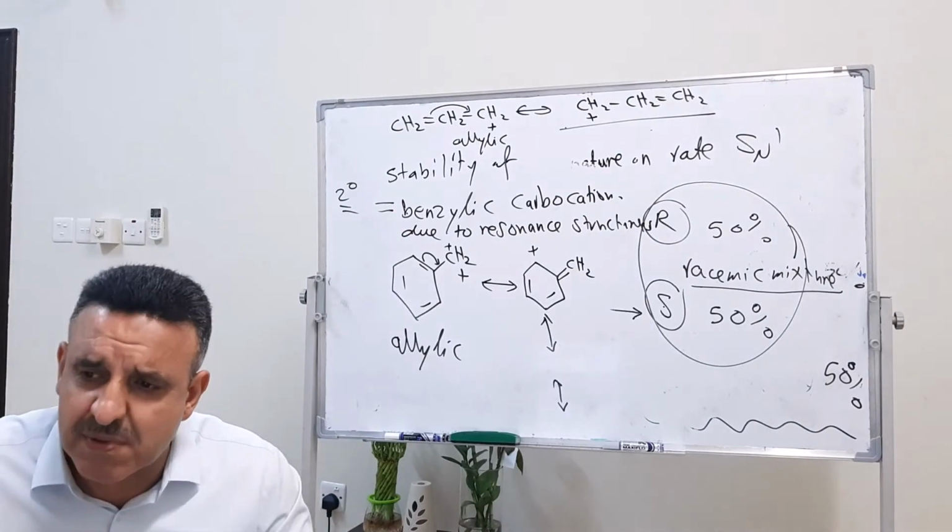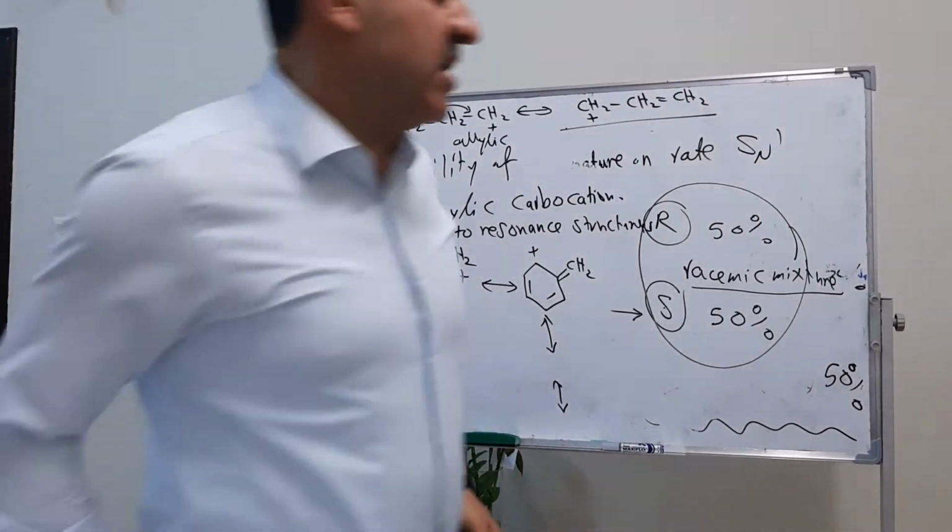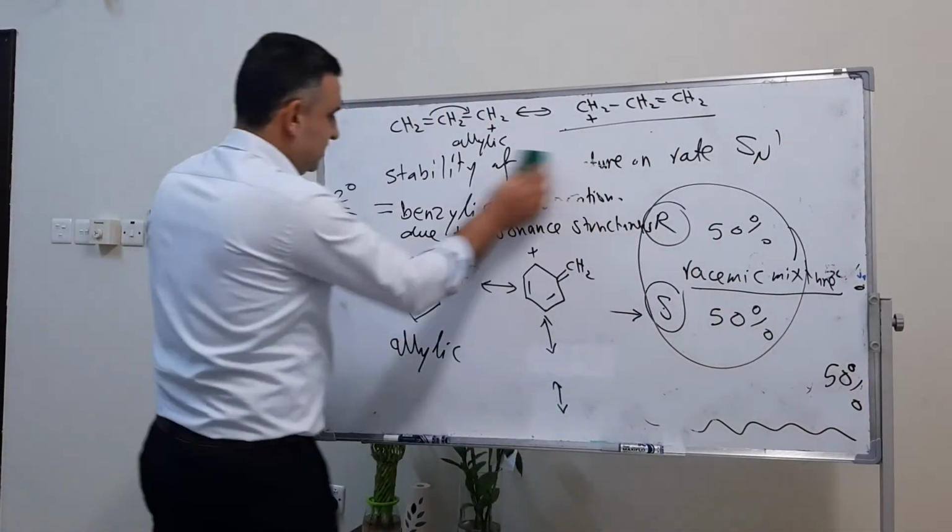So the more stable the carbocation, the more possibility to undergo the SN1 reaction mechanism. Let's take it like that.